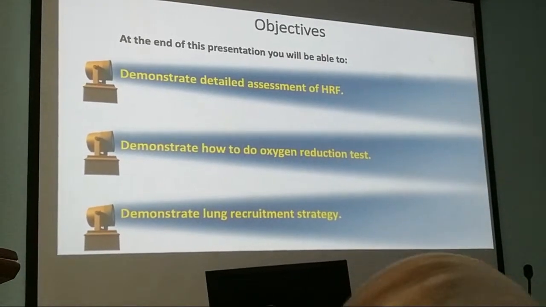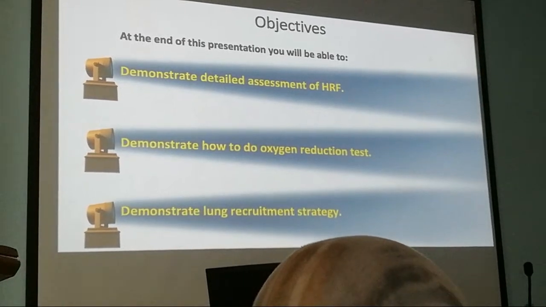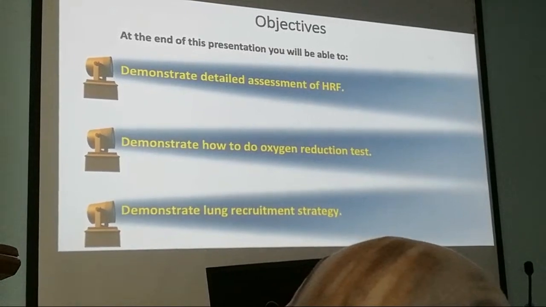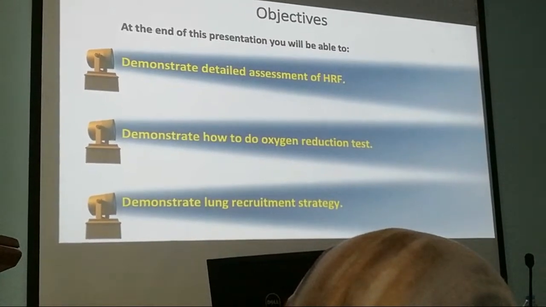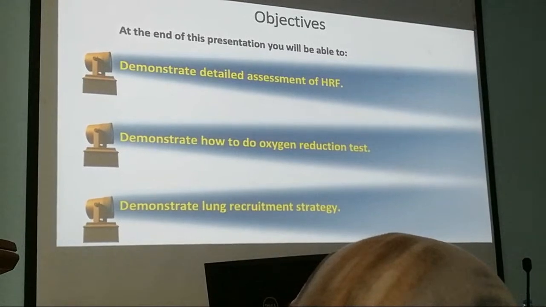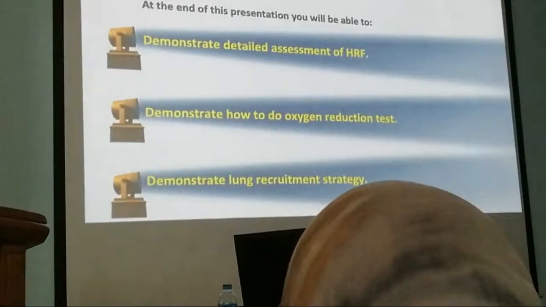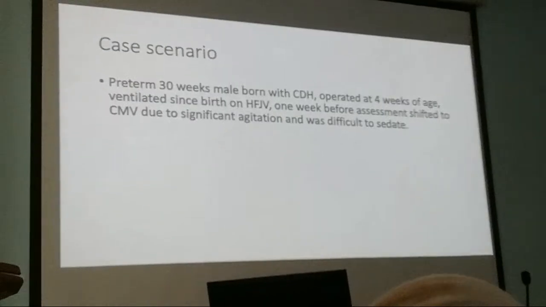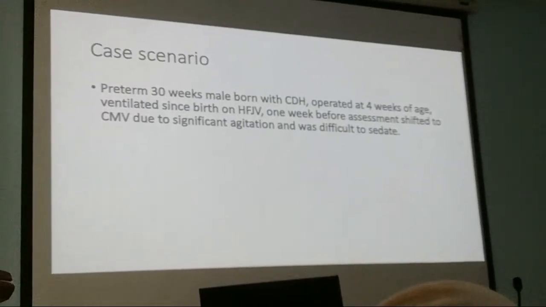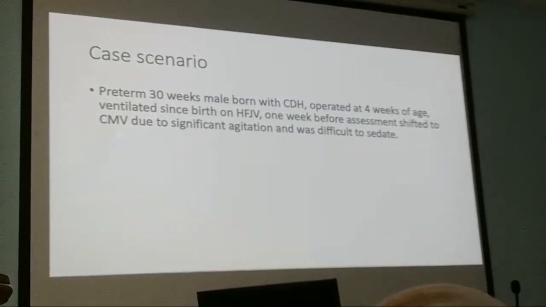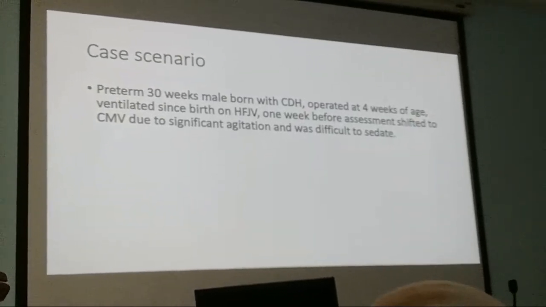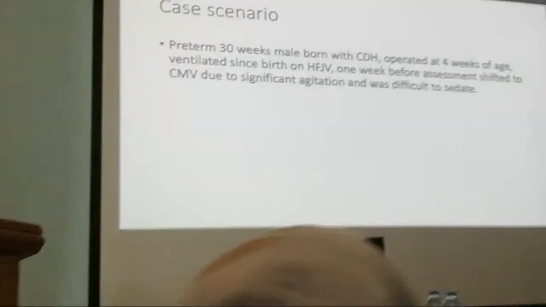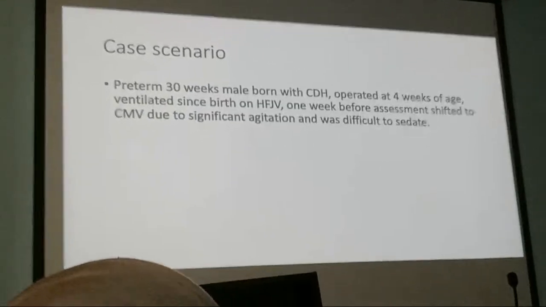So we have one of our colleagues here, the RT, applying lung recruitment on conventional, and we actually applied it in a real case scenario in high frequency, but for simplification, we did it in the simulation on the conventional. So let us start. So we have a preterm 30-weeker male born with congenital diaphragmatic hernia. Have you seen before a preterm with congenital diaphragmatic hernia? It's really quite rare. So we had this case probably 5 years ago. Remember that case? And operated at 4 weeks of age, not right after birth.